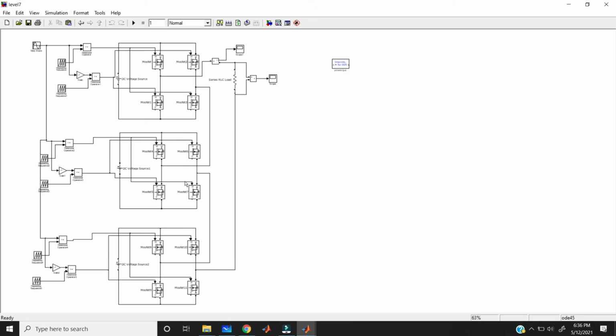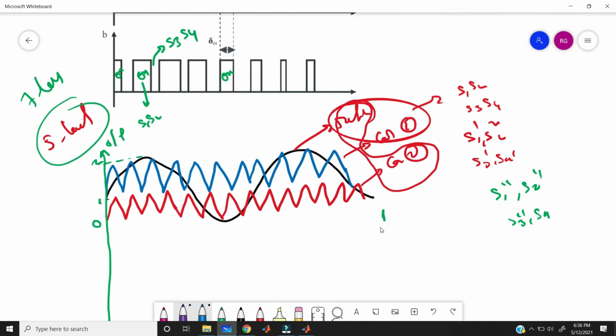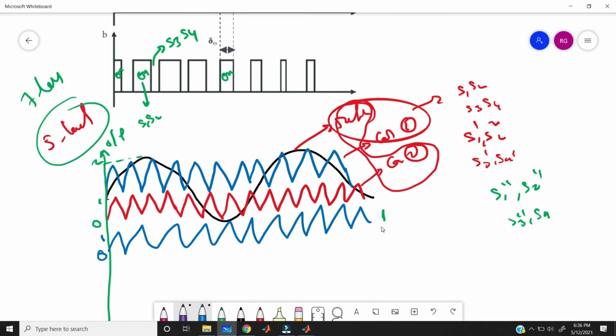Here our connections are the same, but you need to change the sine wave amplitude and the repeating sequence, nothing but the carrier wave amplitudes. Why? Because this pulse width evaluation is only for the 5 level, right? For the 7 level you need to take another repeating sequence. If you take another repeating sequence, the time does not change, 0 to 1 only, but the amplitude is changed: 0 to 1 for this, 1 to 2 for this red one, 2 to 3 for this blue one. So here the amplitude is 3.